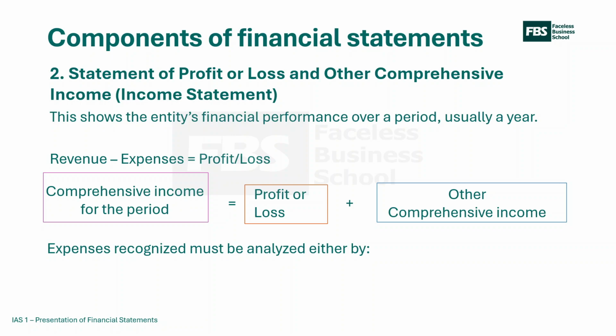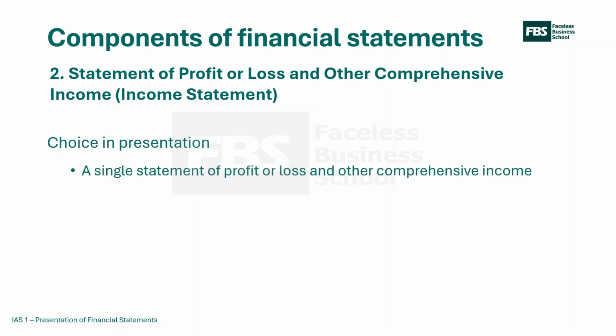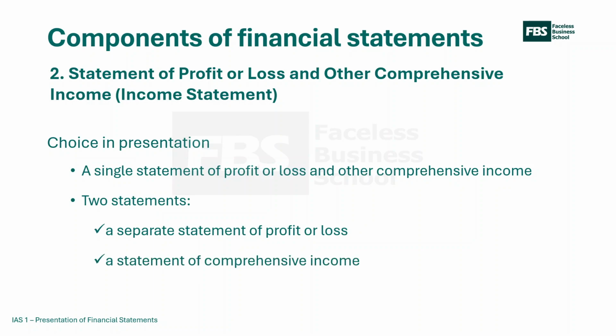Expenses recognized in profit or loss should be analyzed either by their nature, for example, raw materials, staffing costs, depreciation, or by function, cost of sales or selling expense or administrative expense, etc. Choice in presentation and basic requirements. An entity has a choice of presenting a single statement of profit or loss and other comprehensive income, or two statements, a statement of profit or loss and a statement of comprehensive income, immediately following the statement of profit or loss and beginning with profit or loss.